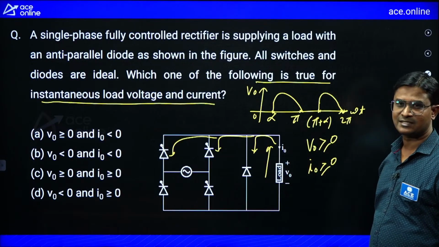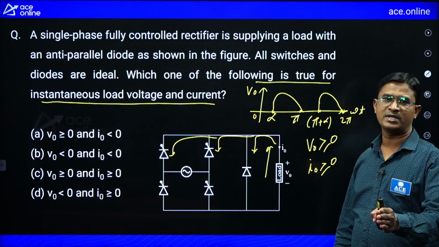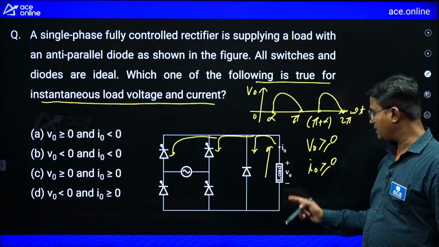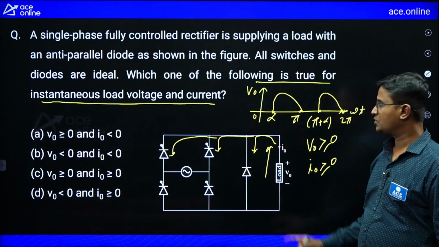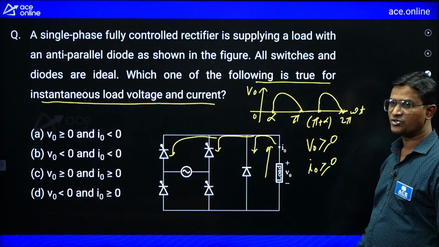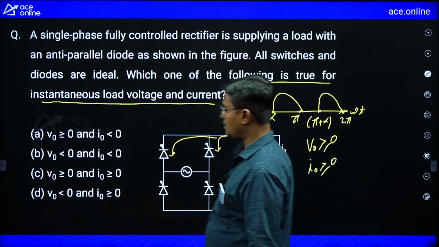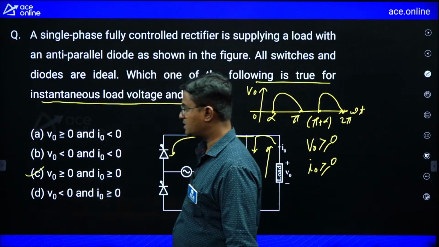But load voltage can be positive or negative. It depends on your circuit. In this case, I am using a freewheeling diode, so I am going to get only load voltage positive or 0. So the correct answer is option C. Option C is the correct option.